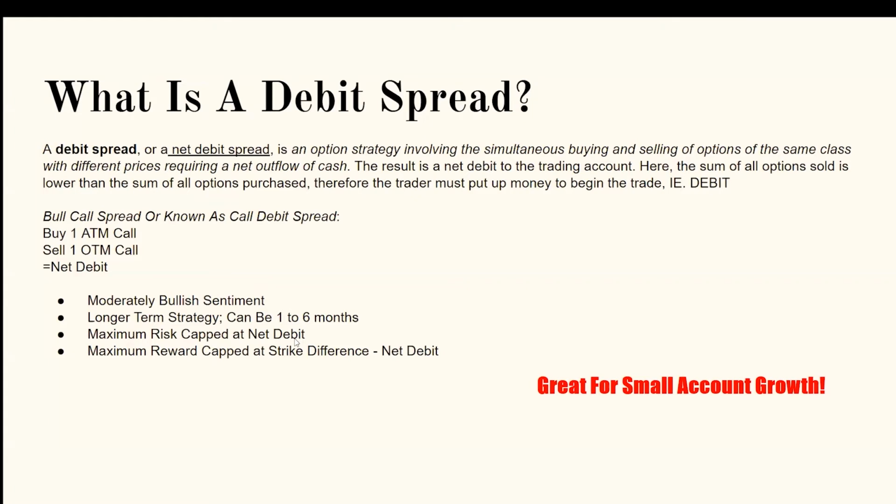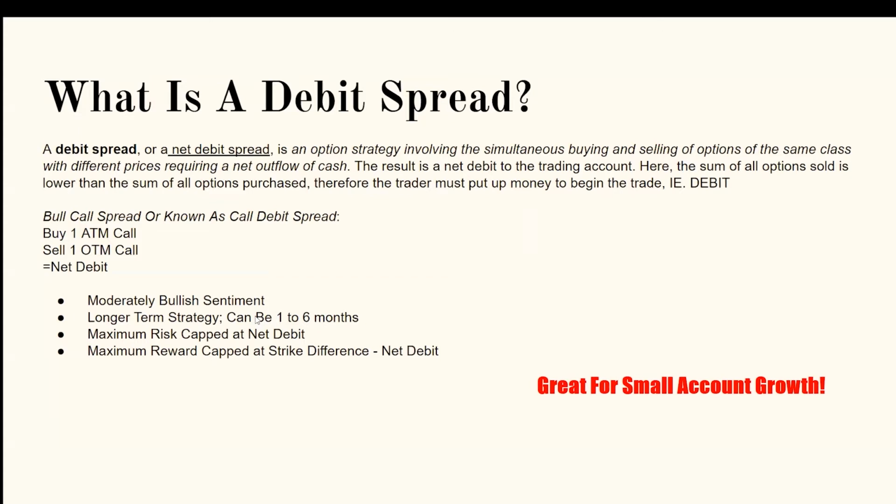In this case, we're going to be talking about what is known as a call debit spread, a bullish spread. Usually you want to buy an at the money call and sell an out of the money call, which results in a net debit. You can structure this play anywhere from 1 month to upwards of an entire year. I like to play my spreads from about 2 weeks to about 6 months. This is how I actually grew my account, from debit spreads.